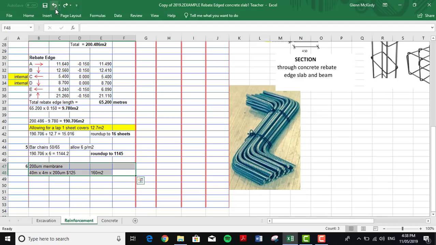Then we have our membrane that goes under the concrete slab, and we're allowing that we get the 200 micron membrane in 40 by 4 metre rolls, and that's how much it covers, 160 square metres. So we have a total area of 200.486. We divide it by 160 because that's how many square metres there are in a roll, and it gives us 1.2. So we're going to take it up to 2 rolls.